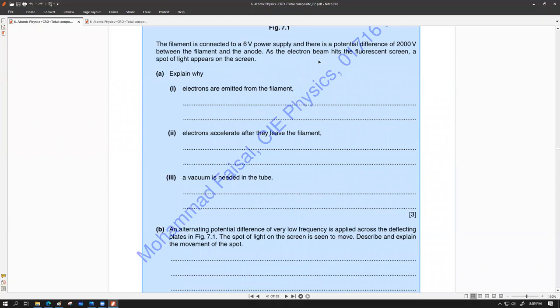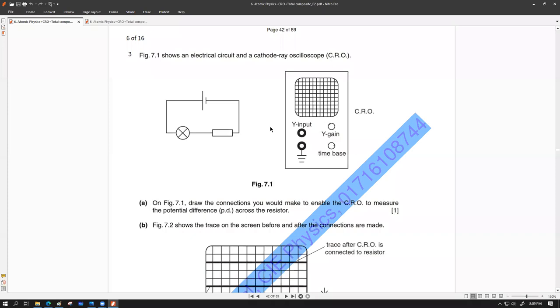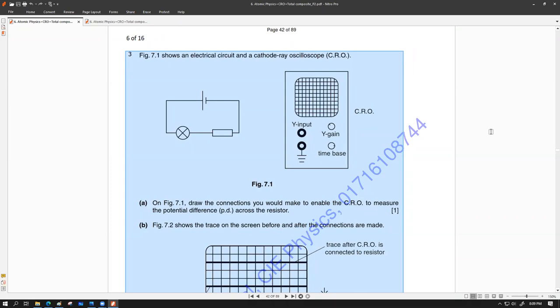So have a look at this one. This question says the figure 3.1 shows an electrical circuit and a cathode ray oscilloscope, CRO. On figure 3.1, draw the connections you would make to enable the CRO to measure the potential difference, PD, across the resistor. So first of all, we have to do that. So let me take this question over into MS Paint and start working from there.